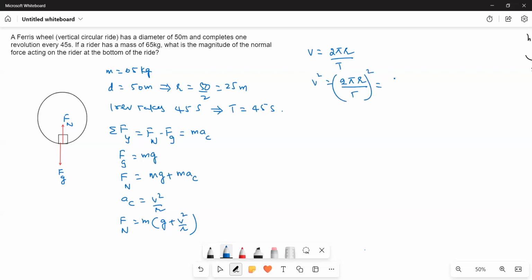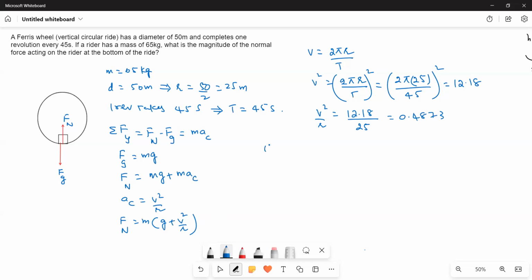Now I will substitute the values. So 2 pi times 25 divided by 45, whole squared. This gives a value of 12.18. Now v squared over r is equal to 12.18 divided by r, which is 25. That gives you a value of 0.4873.